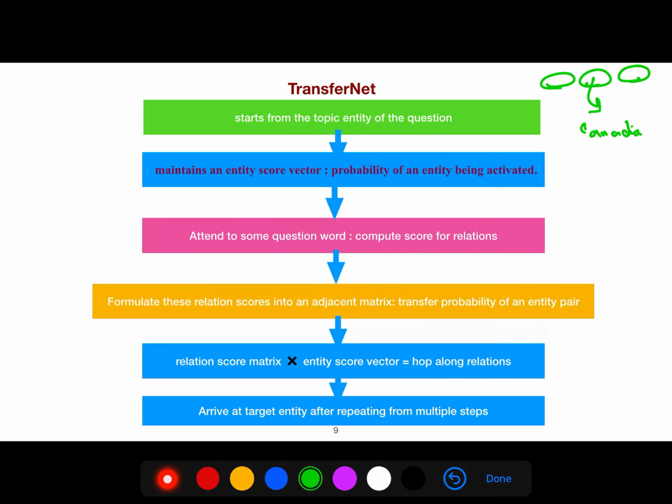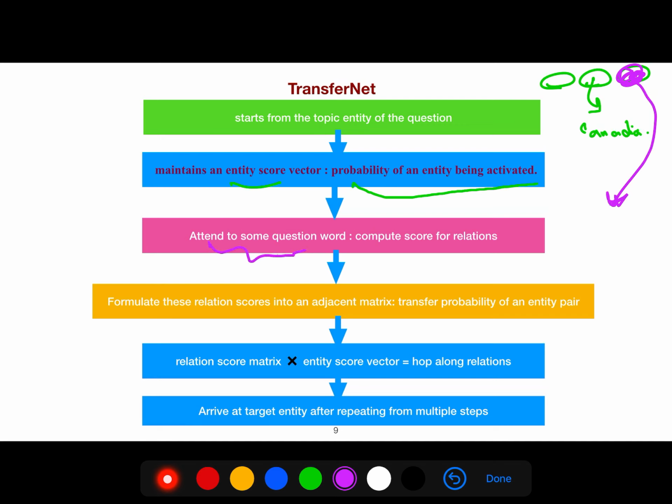And then we start from the topic entity of the question, and we maintain an entity score vector. I mean, the probability of an entity being activated, because you could use this topic entity. So each one has a probability. You attend to some question words and you compute the score for the relation.